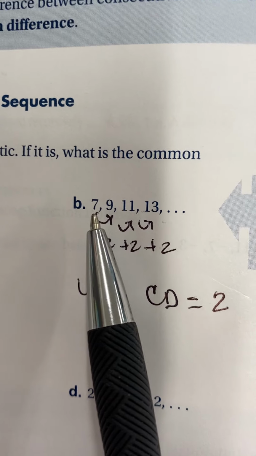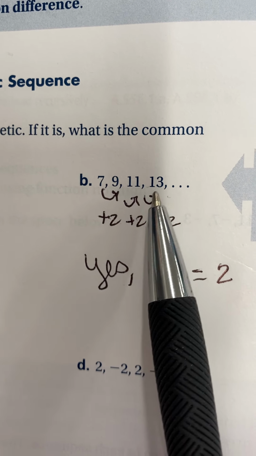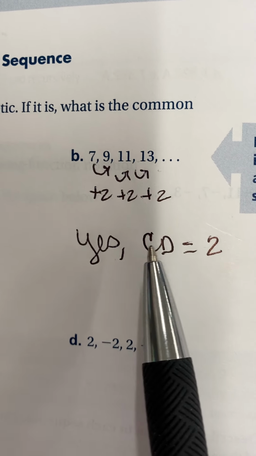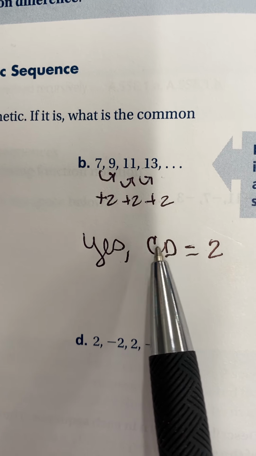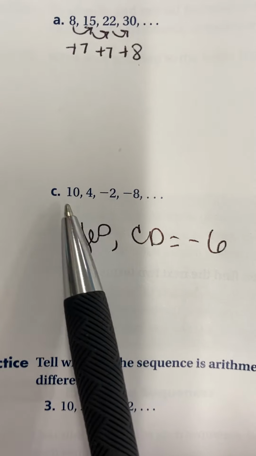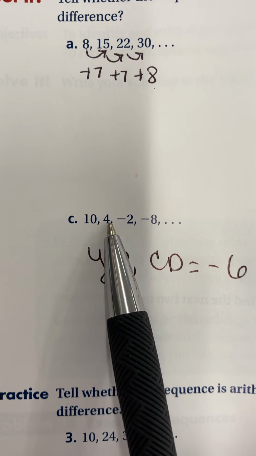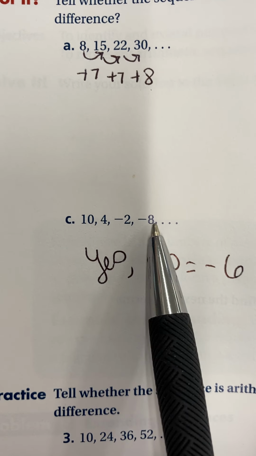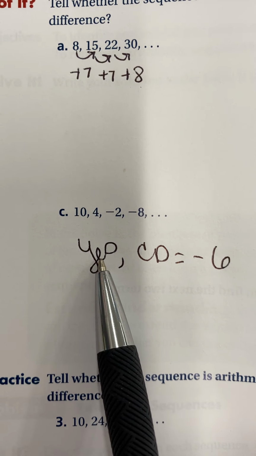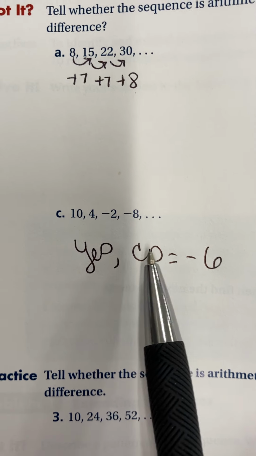You come over here, how do I get from here to here? You're adding 2, adding 2, adding 2. So yes, CD stands for common difference. So the common difference is equal to 2. Here you're adding a -6, here you're adding a -6, here you're adding a -6, which means yes, it is an arithmetic sequence, and the common difference is -6.